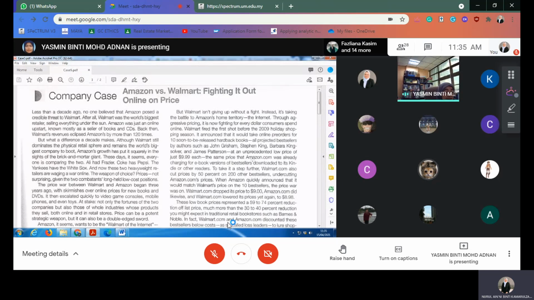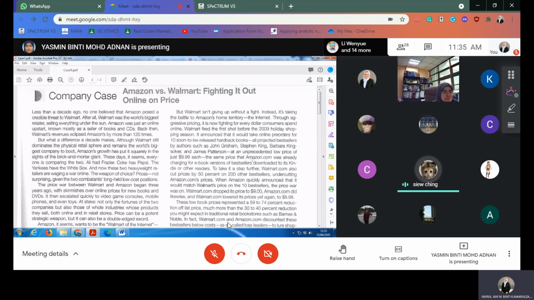Okay. Less than a decade ago, no one believed that Amazon posed a credible threat to Walmart. After all, Walmart was the world's biggest retailer, selling everything under the sun. Amazon was just an online upstart, known mostly as a seller of books and CDs. Back then, Walmart's revenues eclipsed Amazon's by more than 120 times. But what a difference a decade makes.